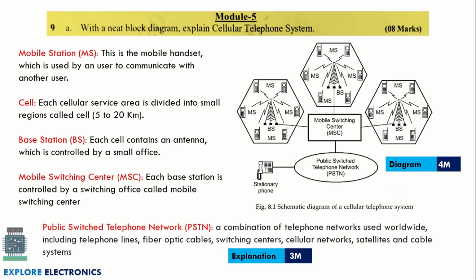The next question is on cellular telephone system. This question is very important. Here we need to write how actually the telephone elements or the components are connected together to form a cellular telephone system. And this diagram carries 4 marks, and we need to explain what is MS, what is BS, how they are connected, what is the meaning of that. And this explanation carries again 3 to 4 marks. Let me make it as 4 since it is an 8 marks question.